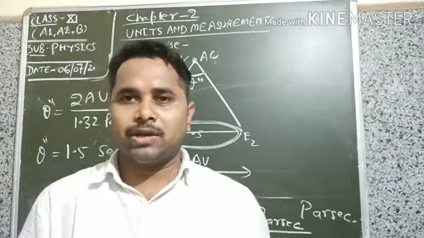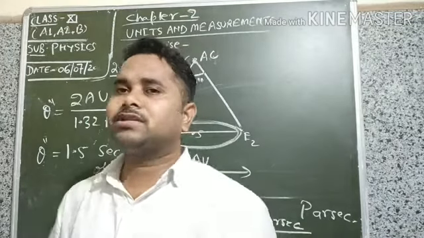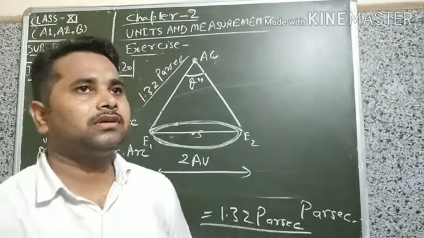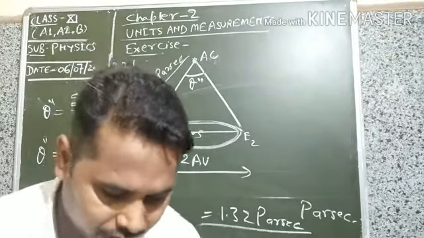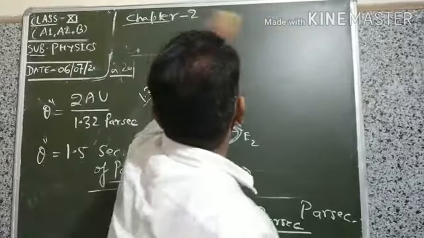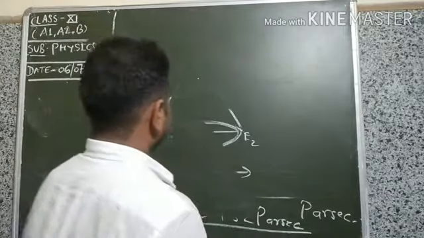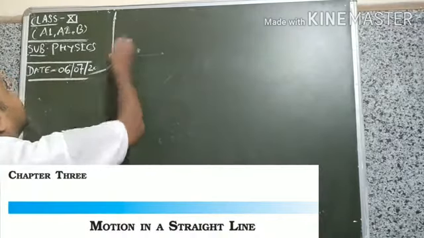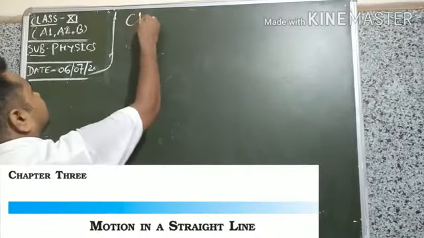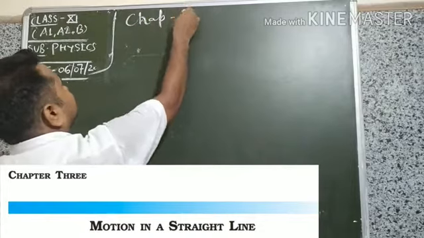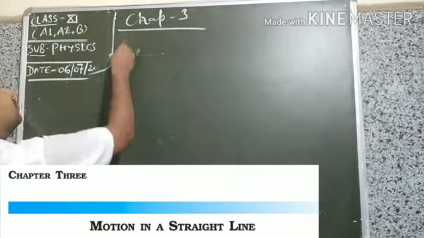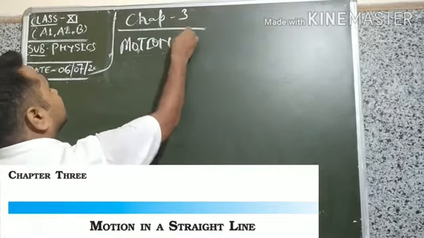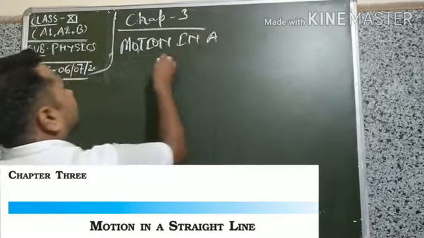Now let's start chapter number 3. We will describe only the introduction of this chapter here. The chapter number 3 is motion in a straight line.